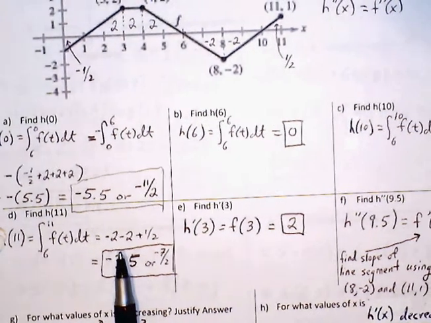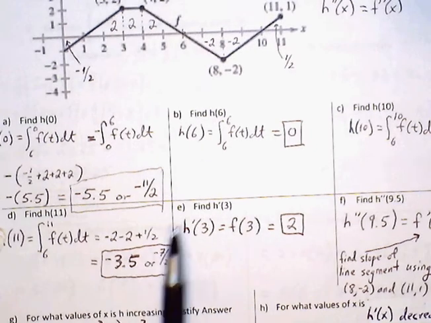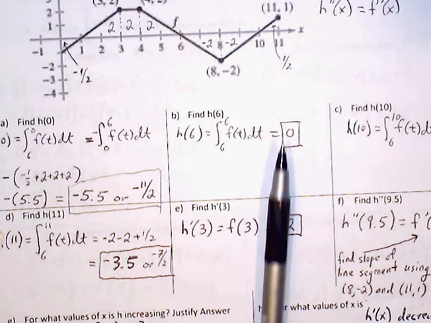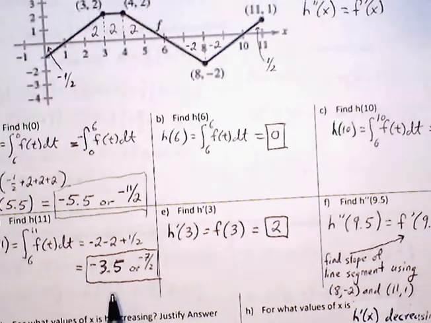So similar to part C, it's just that this is where we do tack on the 1/2. So negative 2 minus 2 plus 1/2 gives us negative 3.5.